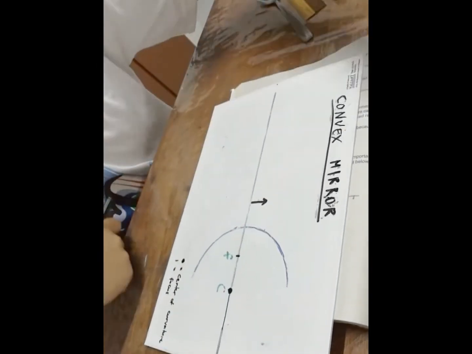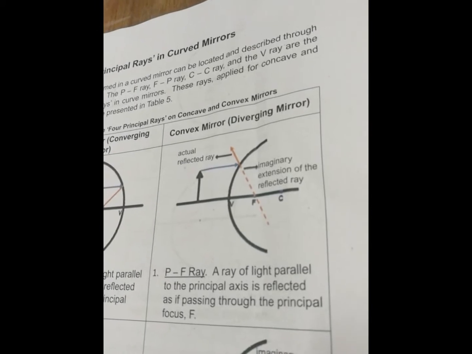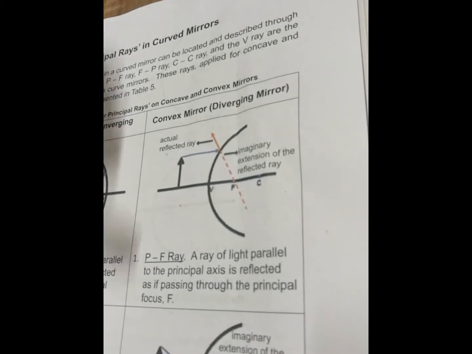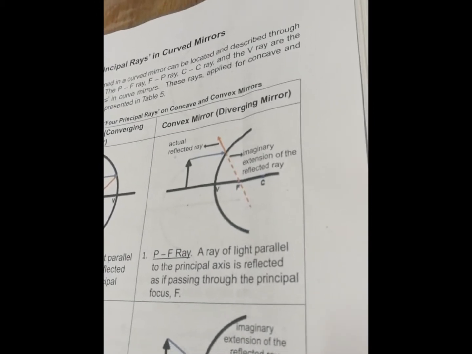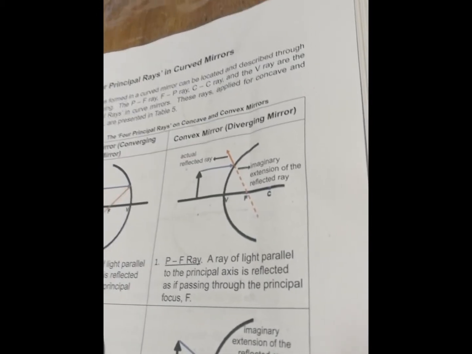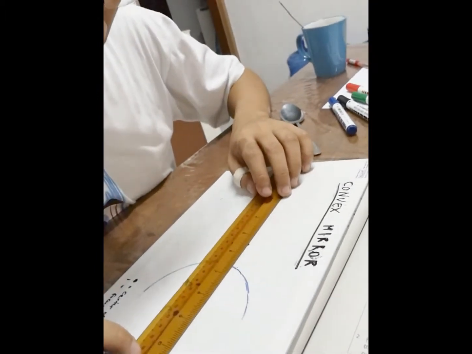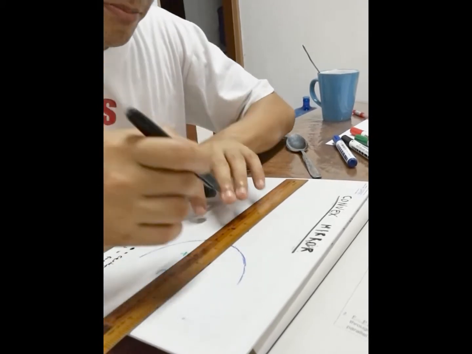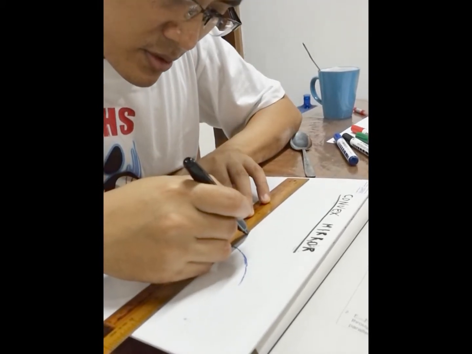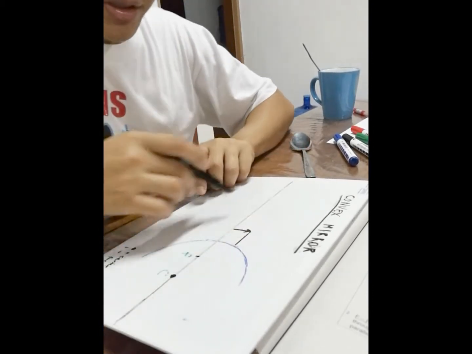So again, we follow the rules stated in your book. The first one is the PF ray. So it's parallel, and then it will be aligned with the focus. Now, I will draw a light ray from the top of the arrow, which is parallel to the principal axis, which is here.